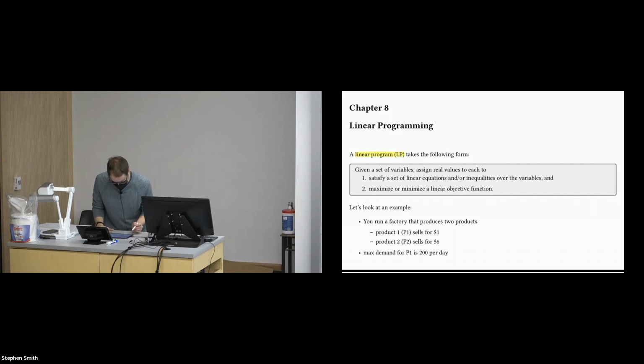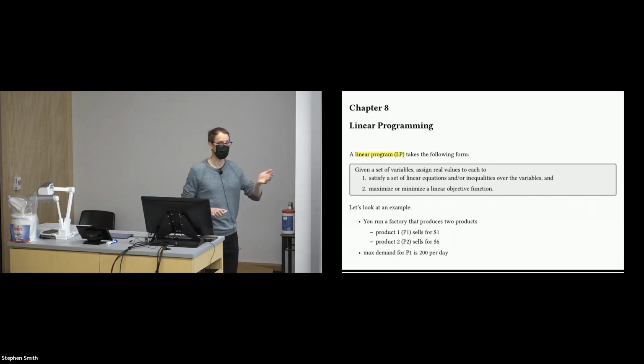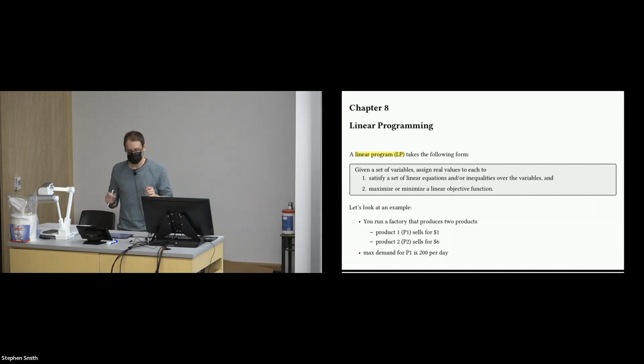So what is linear programming? You're given a set of variables, and you can assign real values to them. And you have a set of linear equations or inequalities that have to be satisfied by your variable assignments. And you want to minimize or maximize an objective function. Okay, sounds a little abstract. Let's give an example, a toy example, where we can write out a linear program.